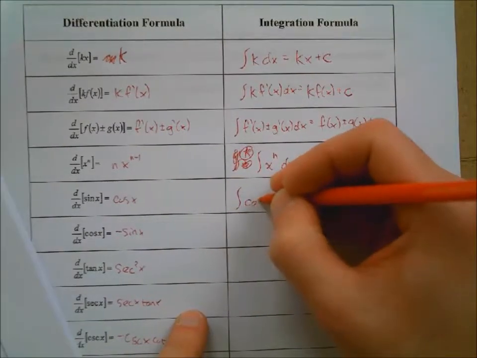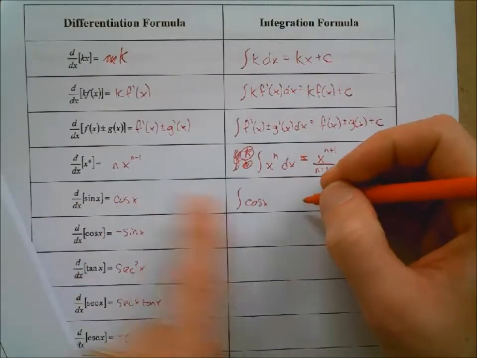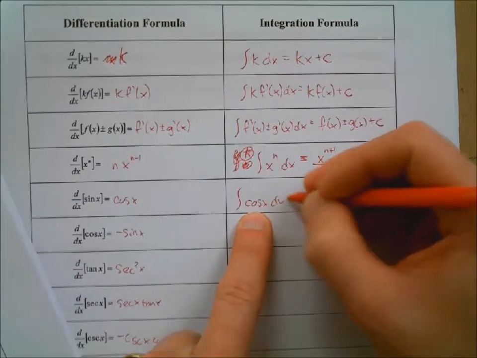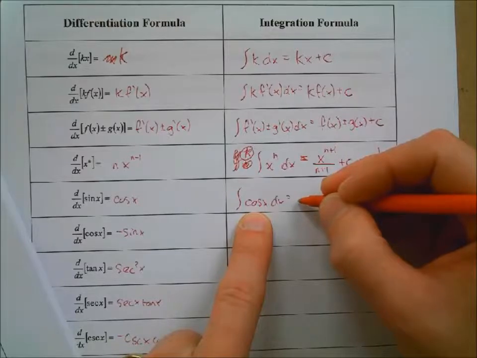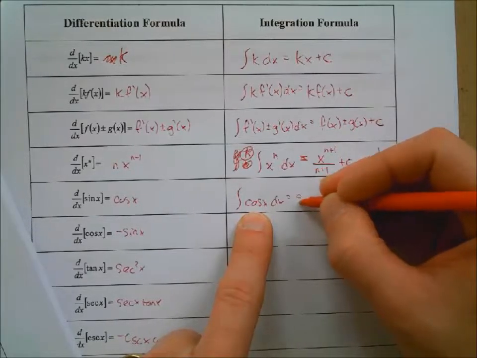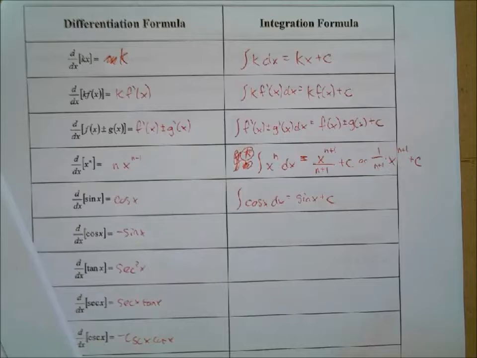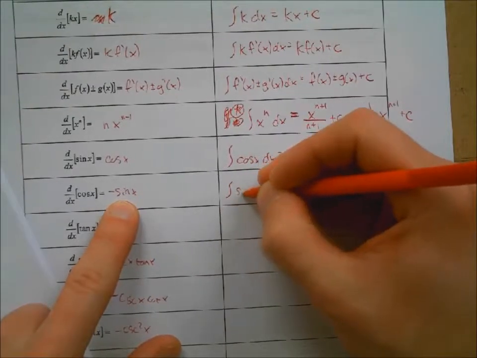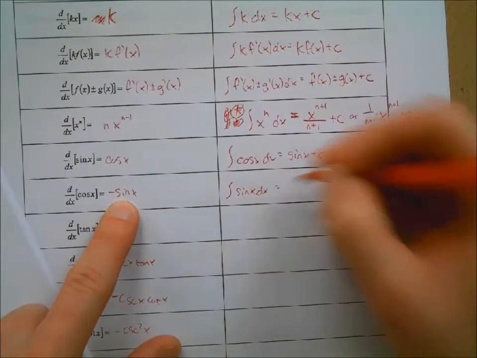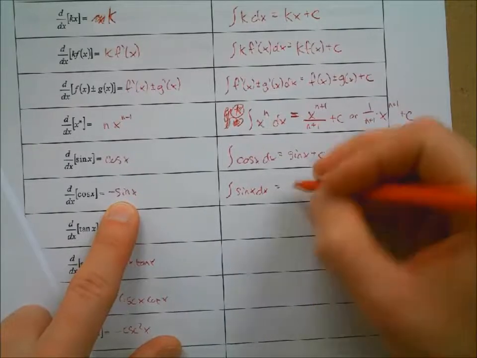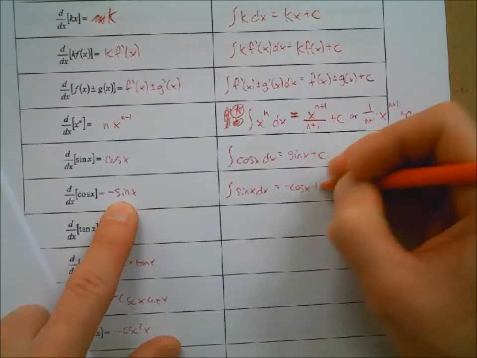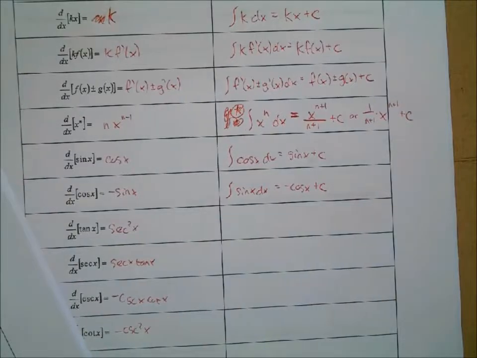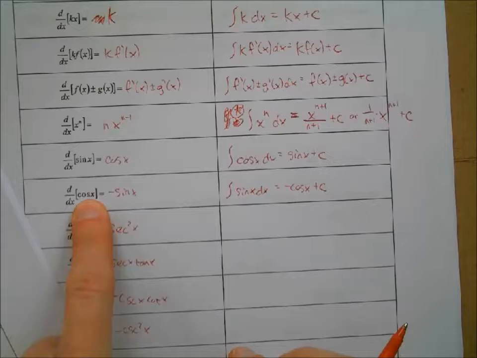So the derivative of sine is cosine, so therefore the integral of cosine of x with respect to x is going to be sine of x plus c. Okay, very good. The derivative of cosine is negative sine, so if I integrate positive sine of x, what should its integral be? Negative cosine of x plus c. We're going in reverse here. We integrate sine to get negative cosine. We integrate cosine to get sine.